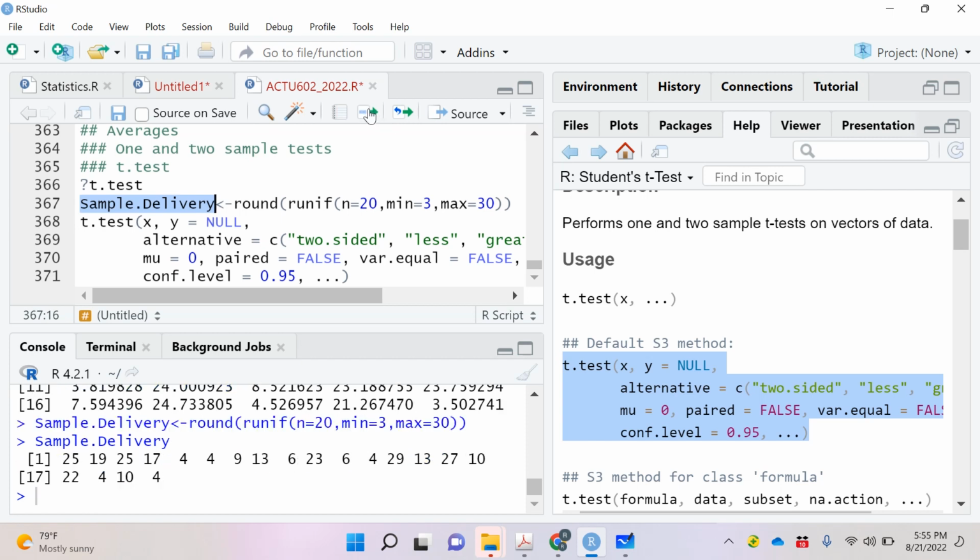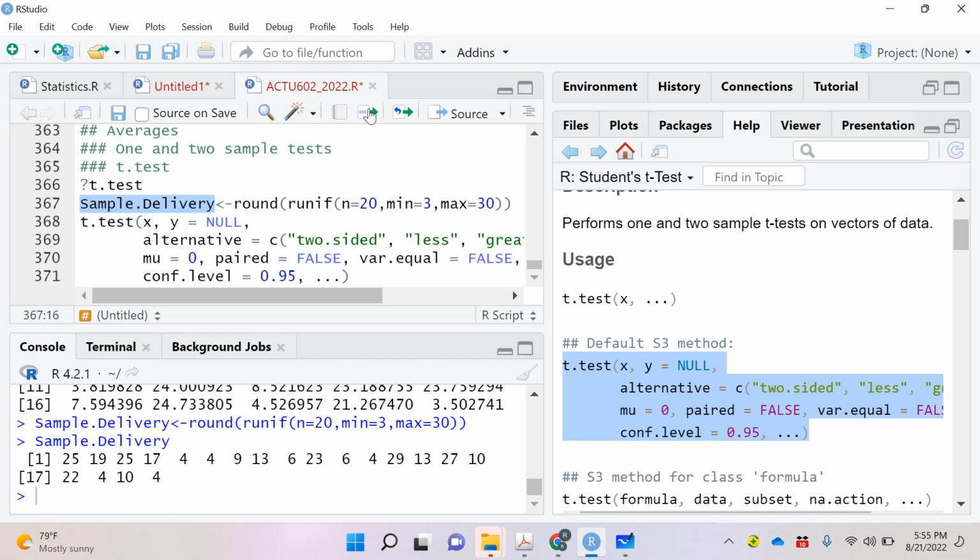So I'm assuming I placed 20 orders. And these are my sample. The first one, it took them 25 minutes to get here. The next one was 19. The next one is 25. The next one is 14. Then 4, 4, and so forth. Your own will be different from mine. So these are the times.